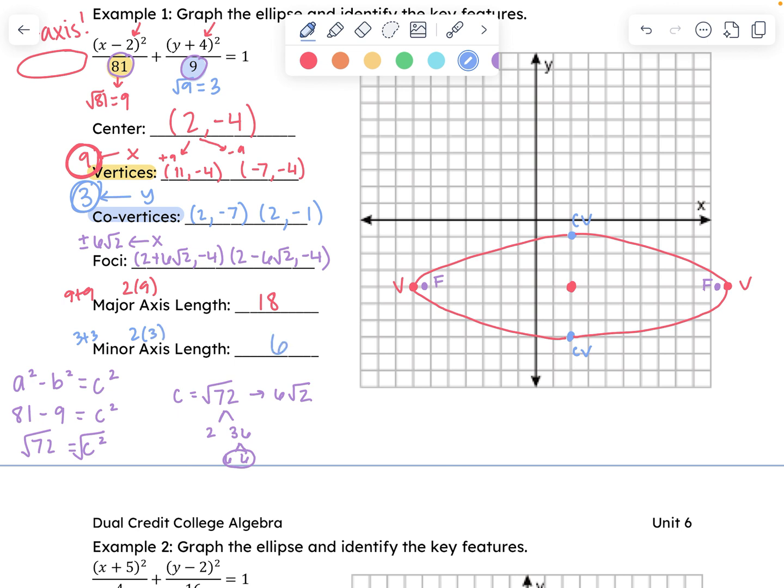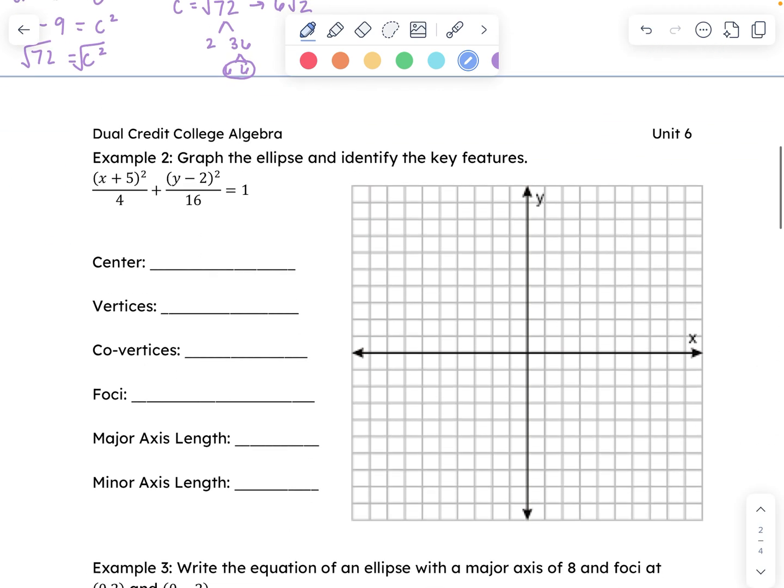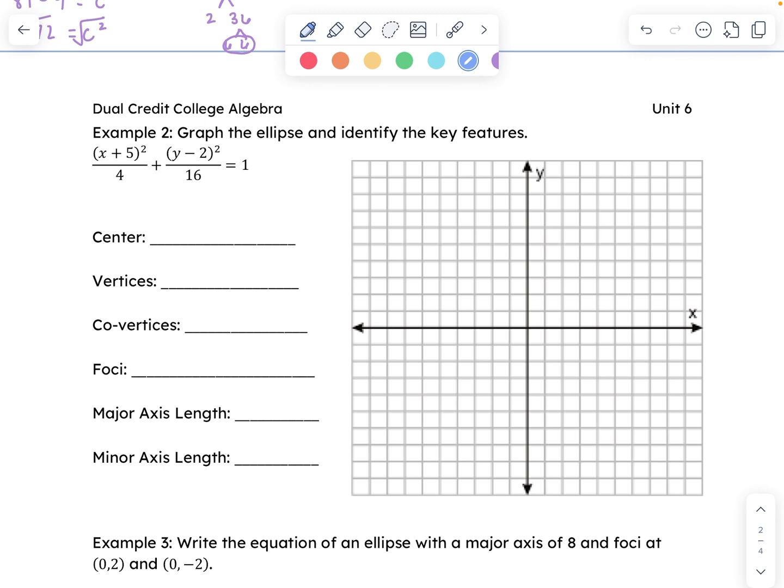There's our ellipse and some of the key features for our ellipse. Let's do another one just to make sure we know what's going on here. So for example 2, same idea, but you'll notice this time the bigger number is under the y. So this time it's going to be parallel to the y-axis and it's going to open up and down.